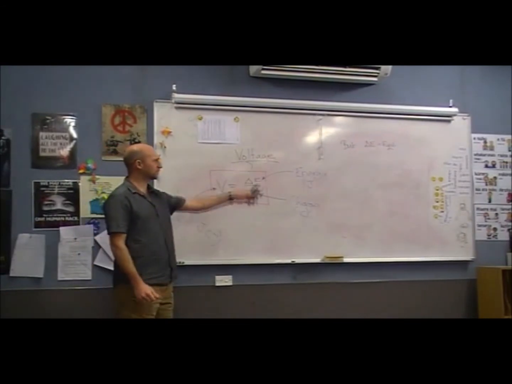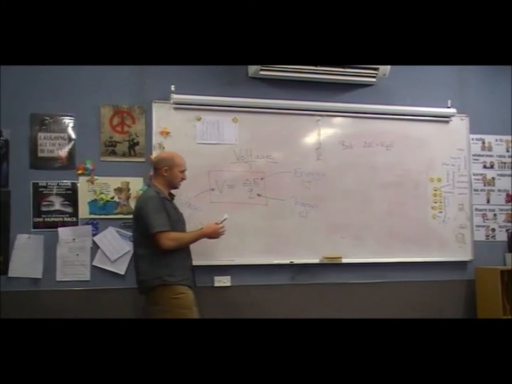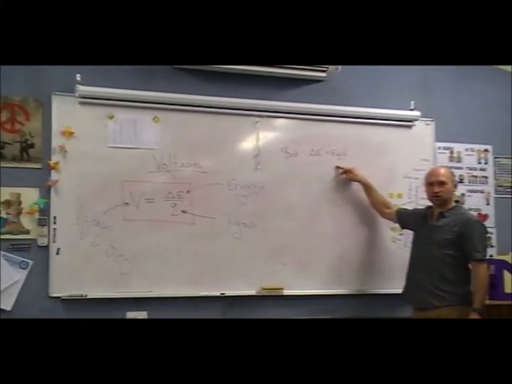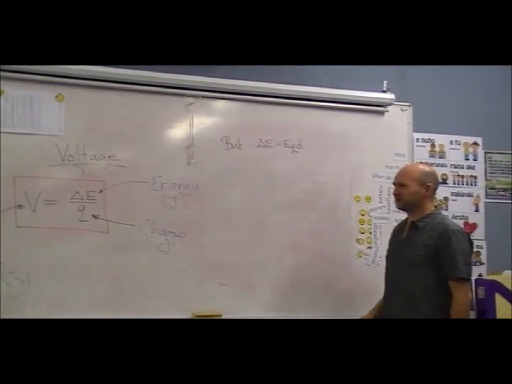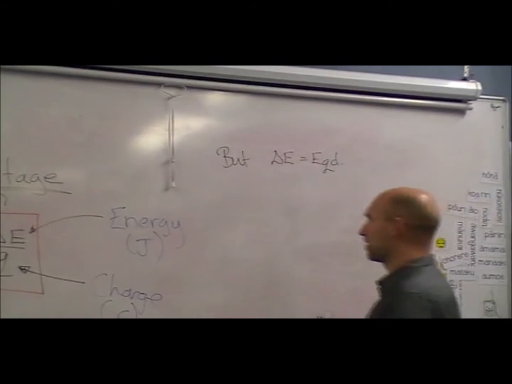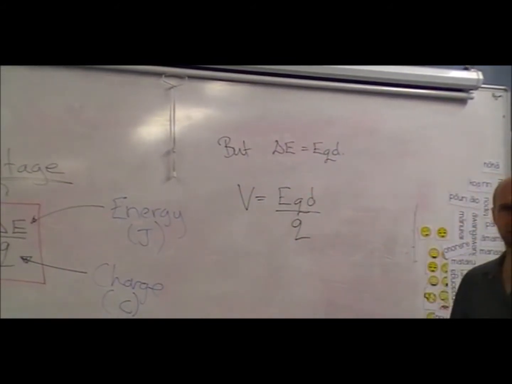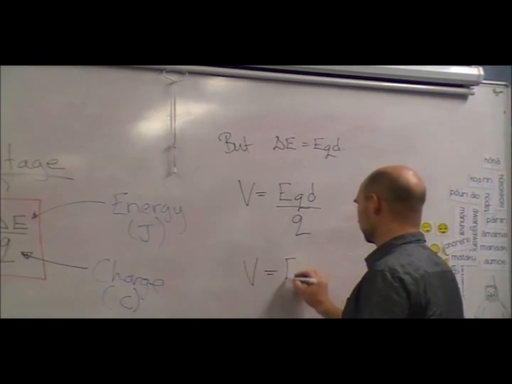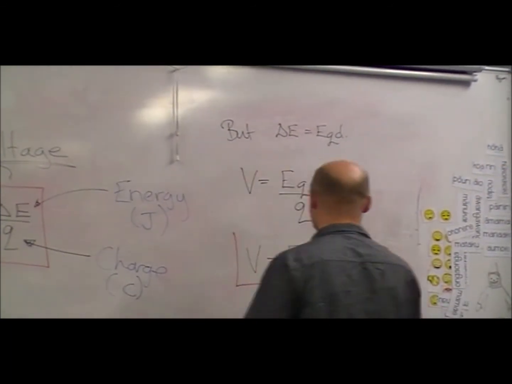This is quite useful as well, because reflecting back on what we've learned earlier, our electric potential energy is EQD, electric field strength times charge times distance. So what happens if we substitute that in over there? Anyone see a simplification coming up? Q cancels. V equals ED.